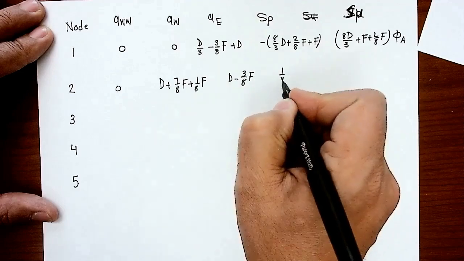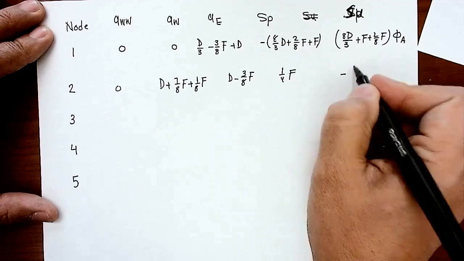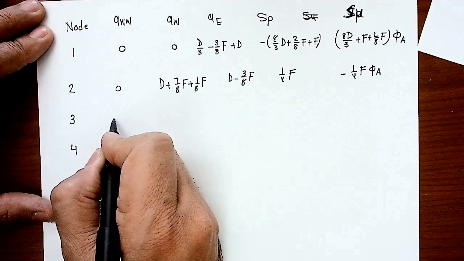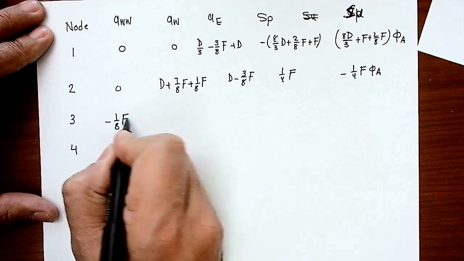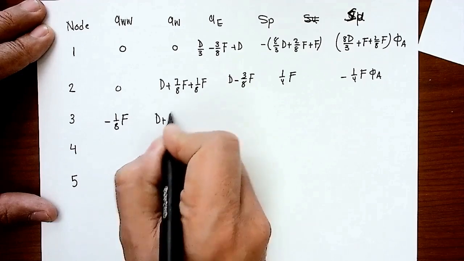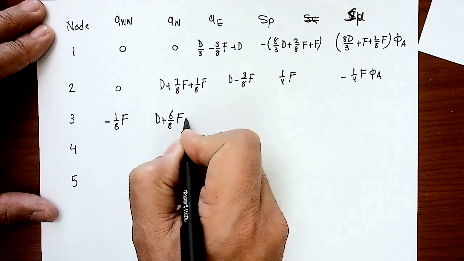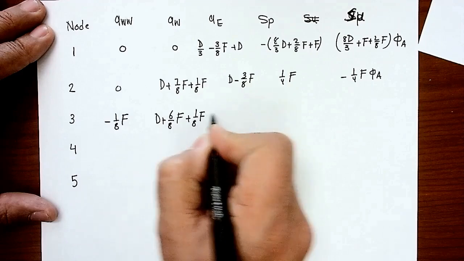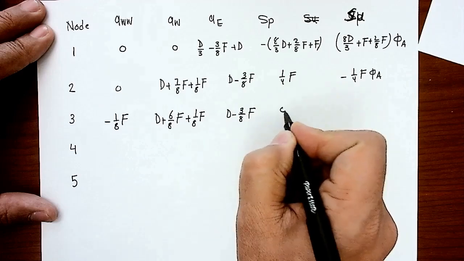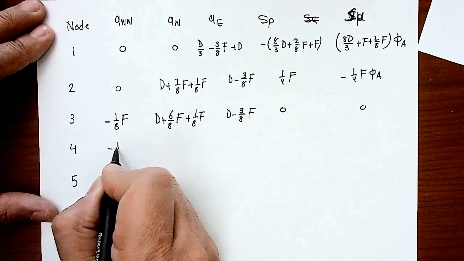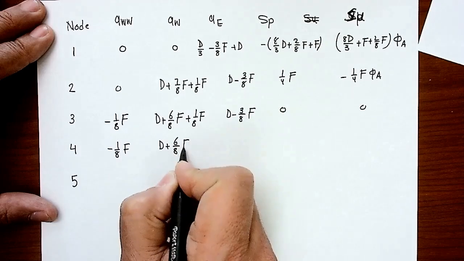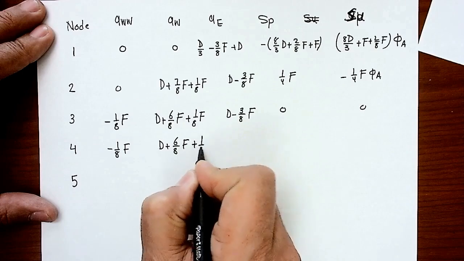SP is a quarter of F, and this would be minus 1/4 of F by A. For node number 3, minus 1/8 F. This will be D plus 6/8 F plus 1/8 F. And this is going to be D minus 3/8 F. This is 0 and 0. This minus 1/8 F. D plus 6/8 F. We know that node 3 and 4 are the same.